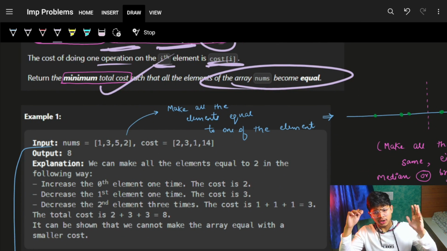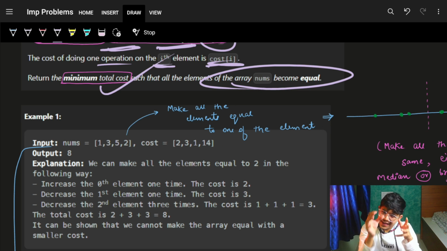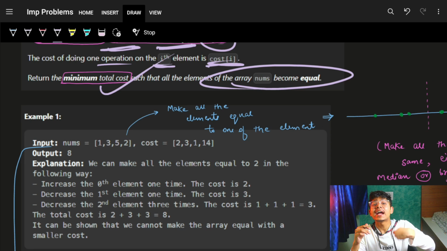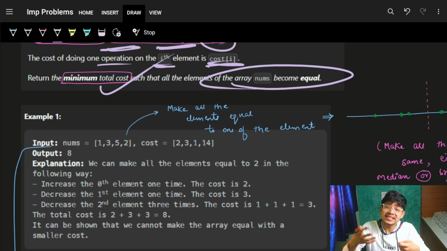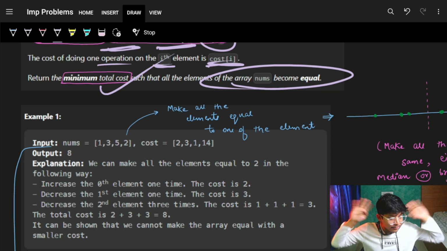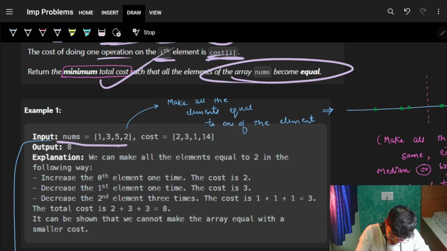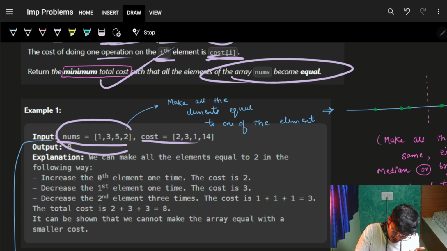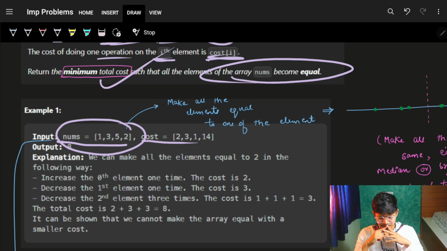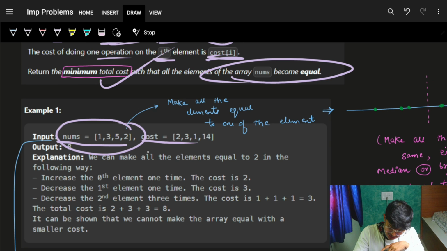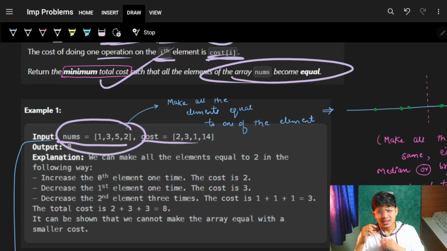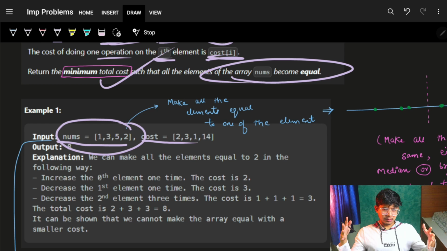Now, as usual, whensoever I come to a problem, I see its example and try to build intuition out of the example itself. I don't put my mind much. That's it. I have this nums. I have this cost. I want to make all the array elements of nums equal, and then I also have to consider the cost while making these array elements equal. That is a bigger problem, right?